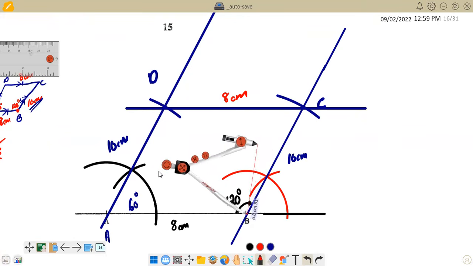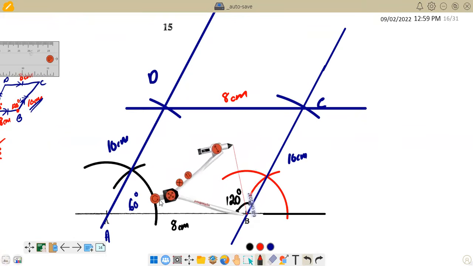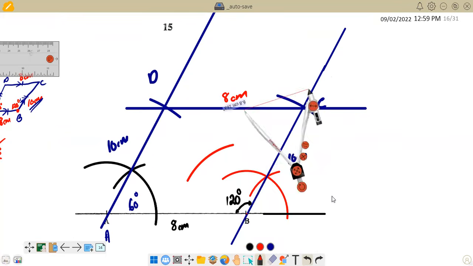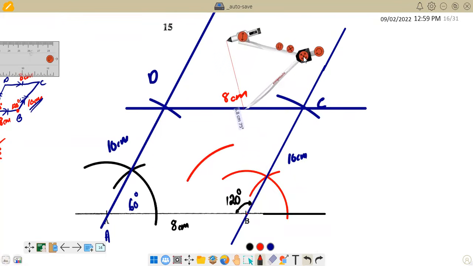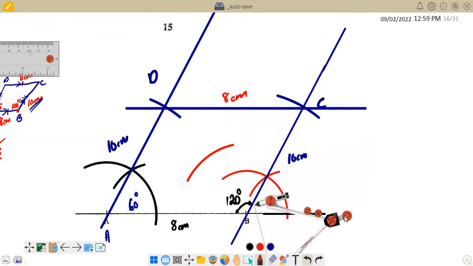You first mark an arc just inside the diagram somewhere here. We mark an arc like this. Without changing this distance, we move on again to the same B, but on the other side. Let me just shift it this way. You do not change this distance. You mark again at B, another arc on the other side.